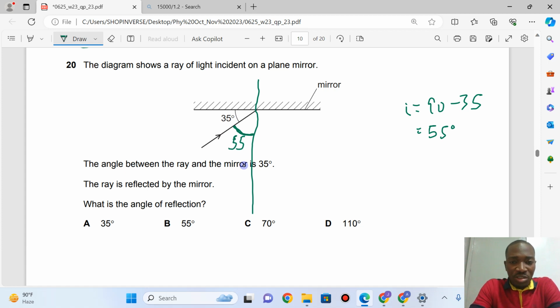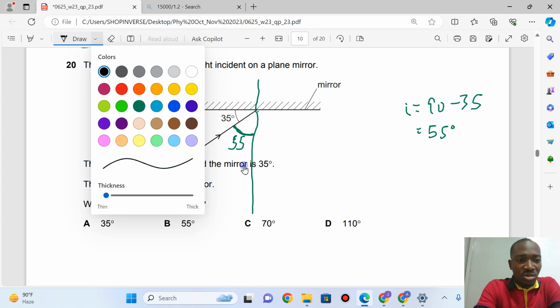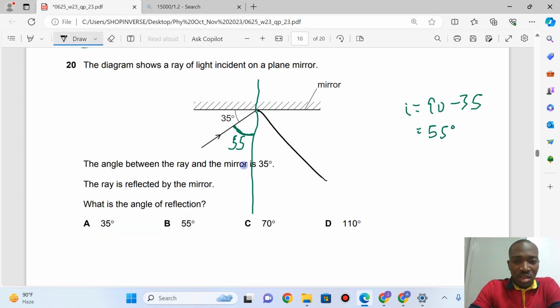And for the law of reflection, angle of incidence is equal to angle of reflection. Let me use black color to draw the reflected ray. The reflected ray goes this way, and this is the angle of reflection. Angle of incidence equals angle of reflection. So if angle of incidence is 55 degrees, automatically angle of reflection will be 55 degrees, which makes option B the correct answer to question number 20.